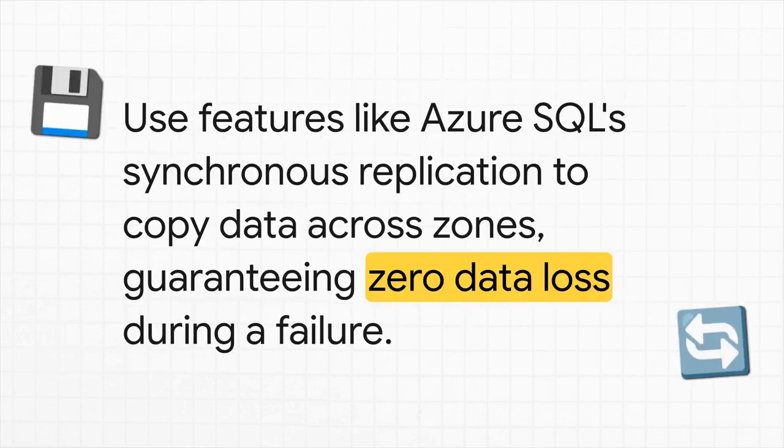And now for the most important piece of the puzzle, the data. This is where things get really powerful. For a database like Azure SQL, we can turn on what's called synchronous replication. What that means is, a transaction doesn't count as complete until the data is physically written down in multiple zones. Now, there's a tiny bit of write latency, but what you get in return is huge. If your primary database in zone 1 fails, a replica in another zone is instantly promoted to be the new primary, with absolutely zero data loss.